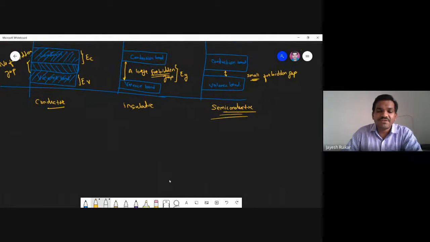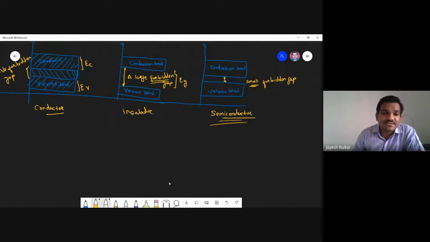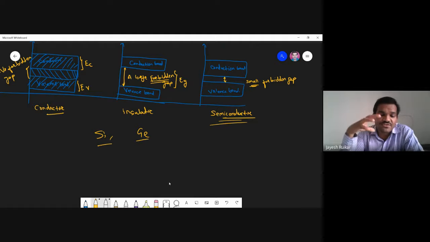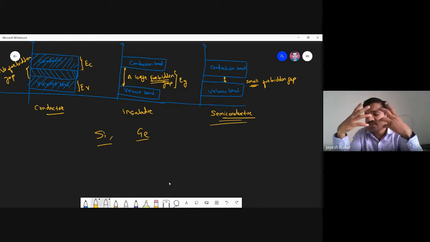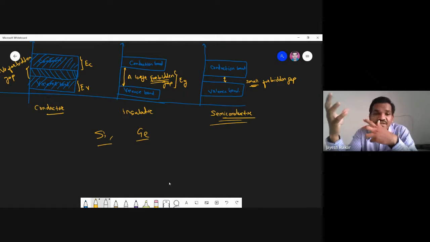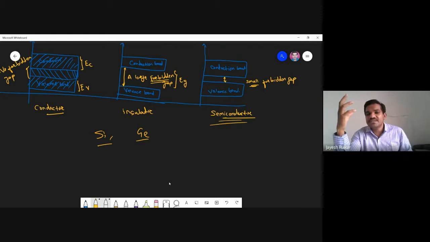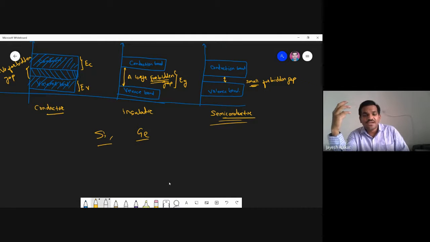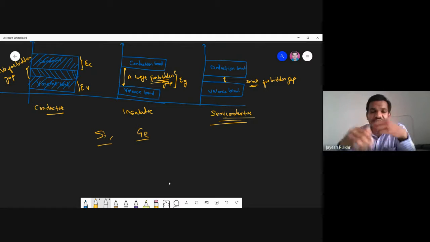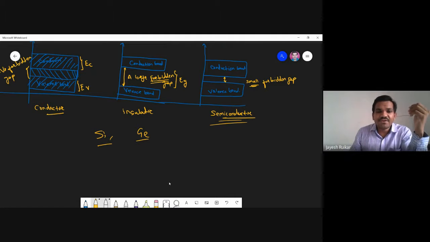Now if we talk about these two materials, silicon and germanium, as I told you, the difference is why silicon is mostly used nowadays. In the earlier case it was germanium. Nowadays we are using silicon as the semiconductor material. Why is it required? When we talk about silicon.